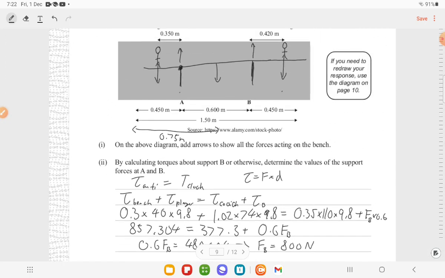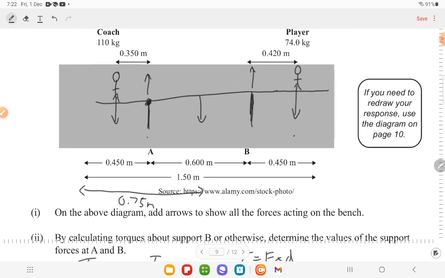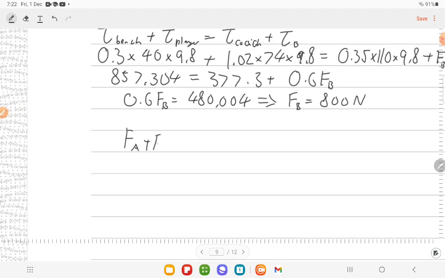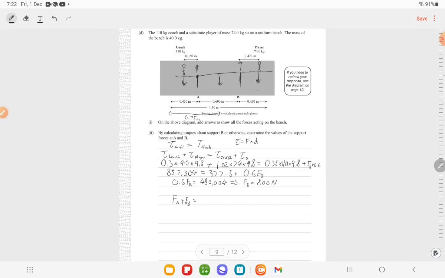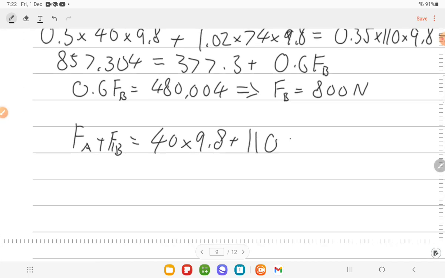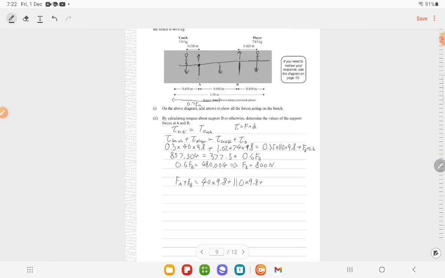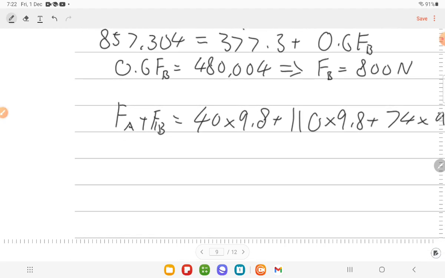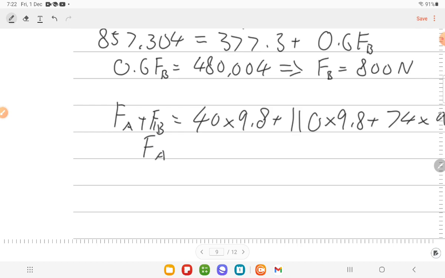Okay, and then the downwards force must add to the upward force. So force A plus force B is equal to 40 times 9.8 plus coach 110 times 9.8 plus player 74 times 9.8. And we know that force of B is equal to 800, so force of A plus 800 is equal to 2,197.